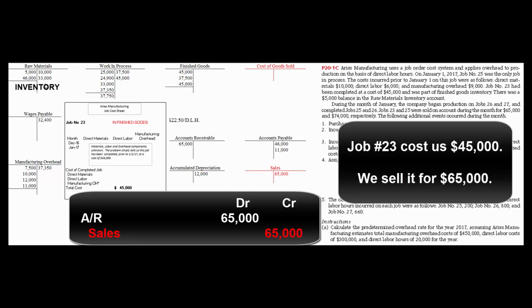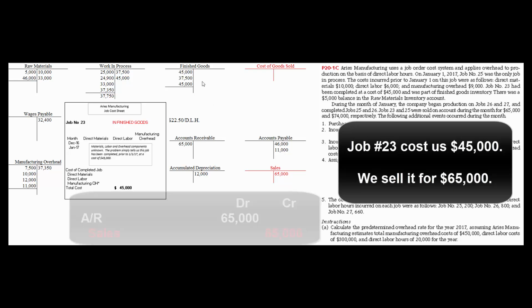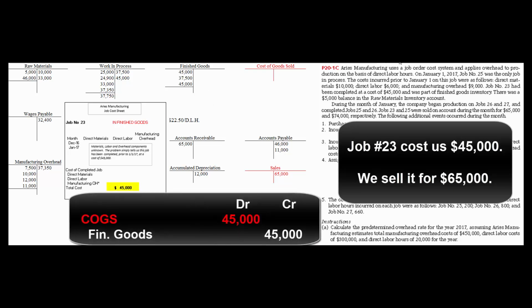Remember, raw materials is inventory we're going to work on. Work in process is inventory we're working on, and finished goods is inventory we've finished working on. These numbers don't hit our income statement until we actually make a sale. So here we have $65,000 in sales. So we'll also have to take job number 23 out of finished goods and move it into cost of goods sold. So we'll debit cost of goods sold for $45,000 and credit finished goods inventory for $45,000.